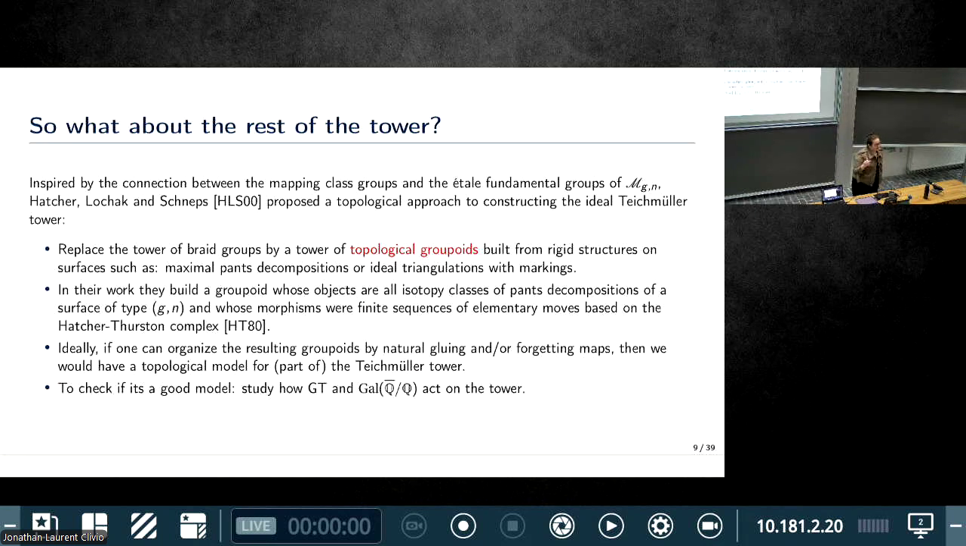So what they do is check how GT acts on it, right? If you want to propose some giant tower of groupoids and say this should be the Teichmüller tower, well, you need to know how the Galois group acts. That's hard, but GT is something we have a presentation for, so let's try that. That's basically the philosophy going on here.